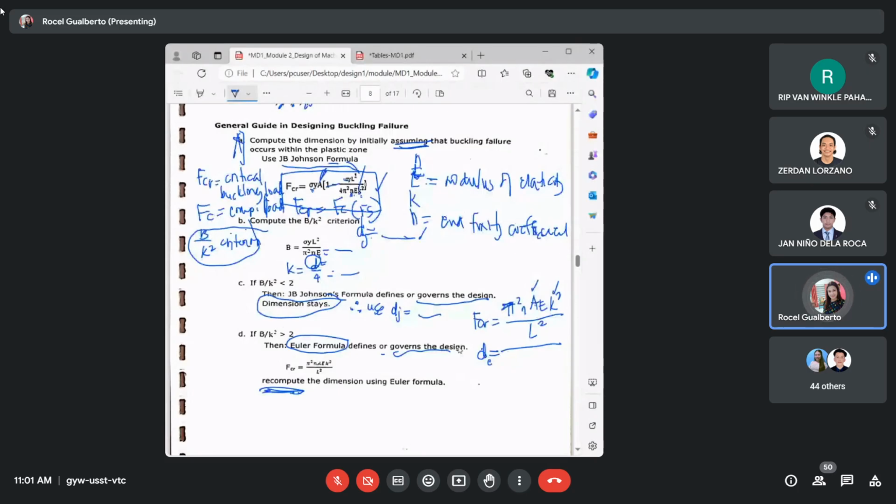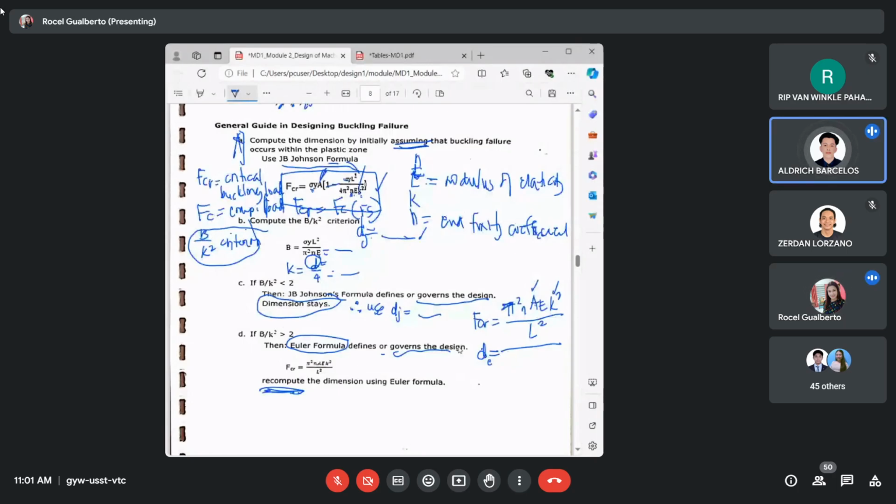Okay? So, question po, Andrej? Ma'am, pwede pong baliktad, yung mag-a-assume ka muna po na elastic zone, yung Euler po yung unahin. Sa Euler po magsisimula. I-assume po na elastic zone yung bulk buckling failure. Sa Euler po kayo magsisimula, ma'am.